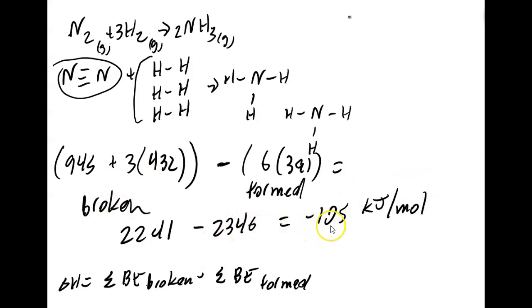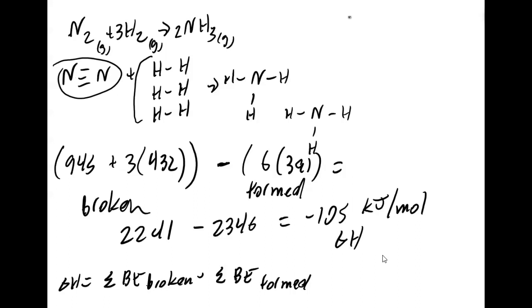2241 minus 2346 is negative 105, because in this case, more energy was released from the bonds that were formed than went in for the bonds that were broken. It's an exothermic process, and the delta H is negative 105 kilojoules per mole.